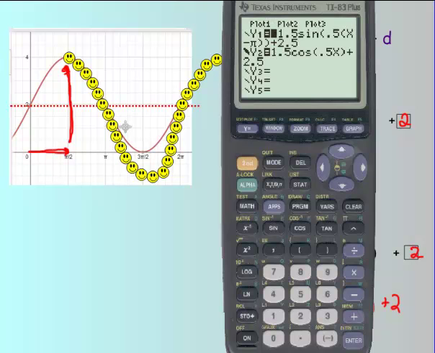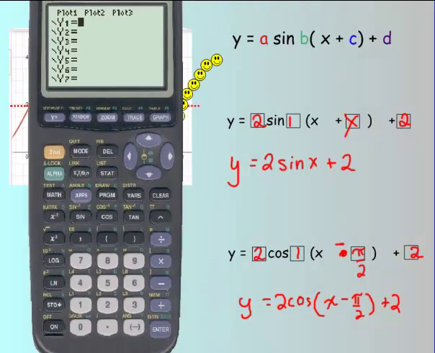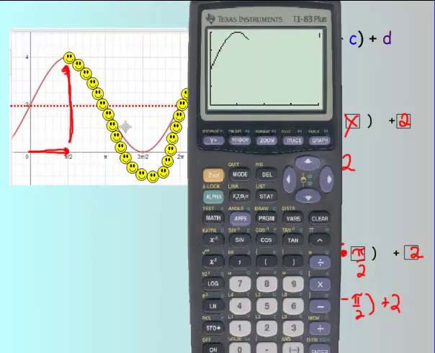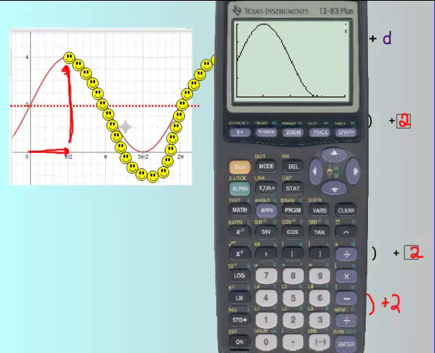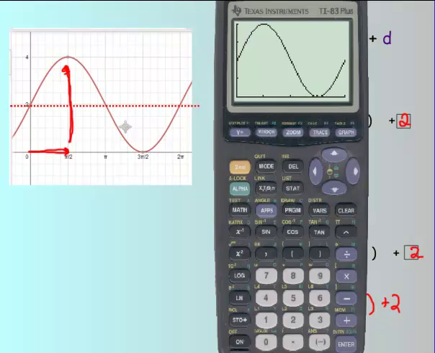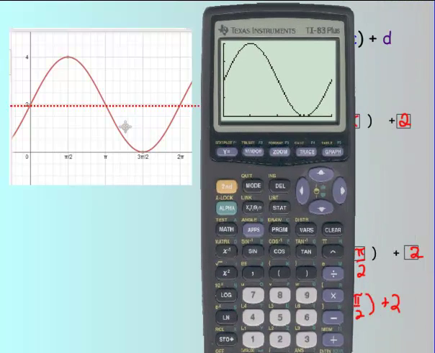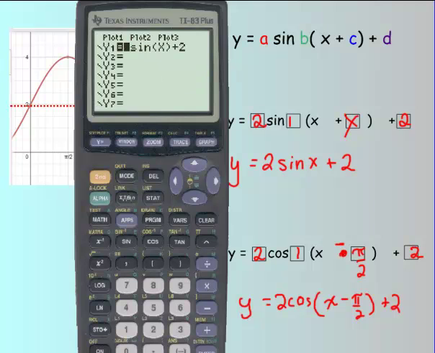Perfect. Let's clear everything out here and let's type these in. So I think my sine wave should be 2 sine x plus 2. Let's graph it. Are we getting that picture? Let's clean all this up so we can see the picture. Yeah. Do they look alike? Absolutely.